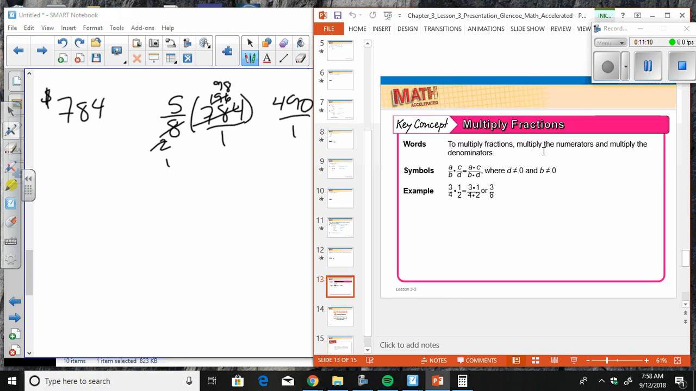So to summarize, to multiply fractions, multiply the numerators and multiply the denominators. You can also cross-reduce first. That is fine as well.